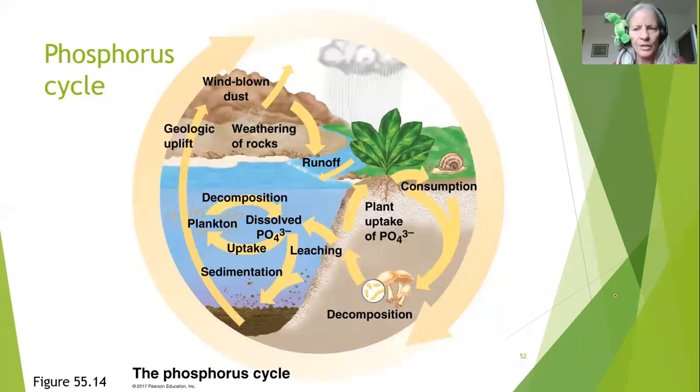Okay, so last is the phosphorus cycle, and I won't spend very much time on this. But in the phosphorus cycle, there's not a lot of phosphorus in the atmosphere, so the atmosphere is not a big reservoir, but you can see that phosphorus can get into the atmosphere as wind-blown dust. But mostly phosphorus is in soil and water and in rocks.